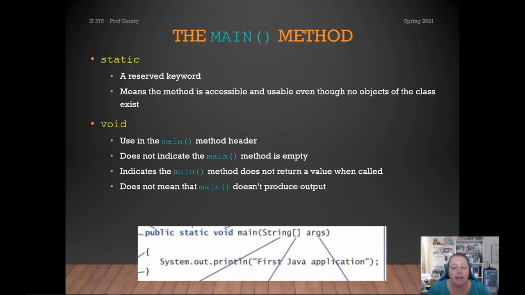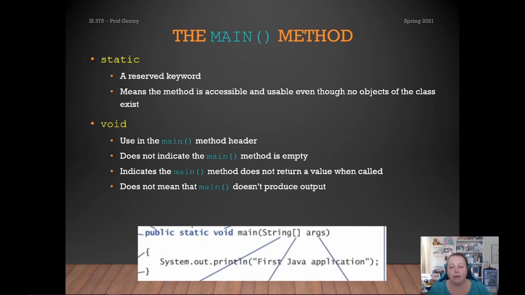First, again, we have the access identifier, so the main needs to be public. Okay. Next, we have a reserved word of static. This is going to make the method accessible, even though there may not be an instance of this class working. You can always use the main. Okay, so the main becomes a standalone.